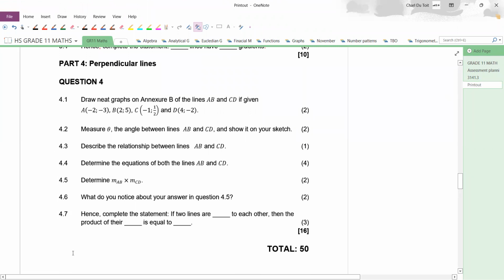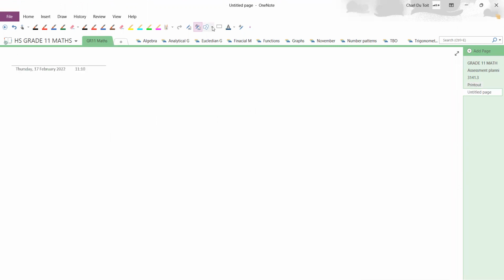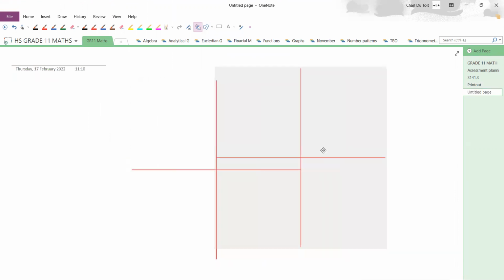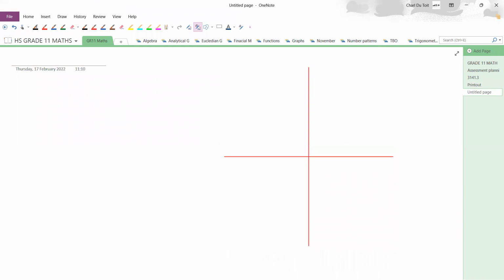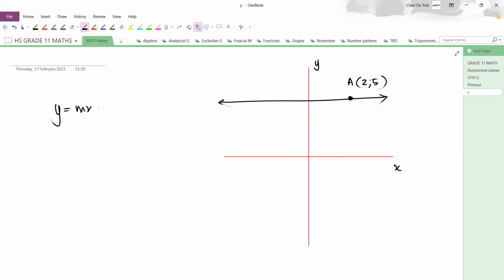Okay, let me just do that quickly. So let's look at a straight line graph and then we can do some examples. So there's my system of axes. Now, this is the y-axis and this is the x-axis. So if I have a line that's parallel to the x-axis, that can give you a coordinate there. Let's say that coordinate there is A, and that is 2 and 5. Then the equation would look something like this. Y equals mx plus c.